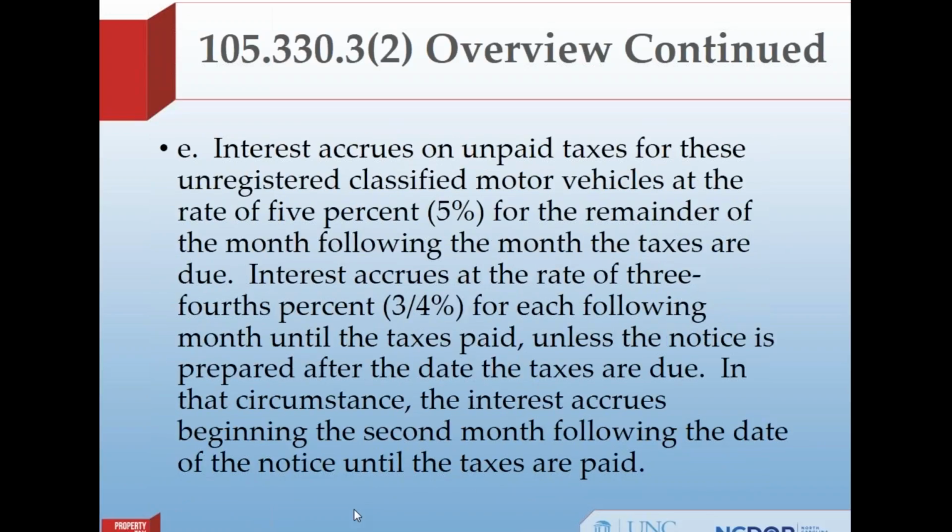So under gap billing, interest accrues as it does with the R&B taxes. You still get the 5% on the first month, and then interest accrues at a rate of 0.75% for each following month until the taxes are paid. And we know there could be probably some issue with that going forward. We know there are some folks that don't have their motor vehicle systems in place, and they don't bill motor vehicles, and they don't do the 5% interest anymore. We'll talk a little bit more about that in a few minutes.